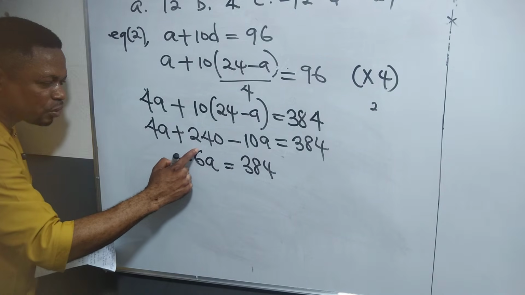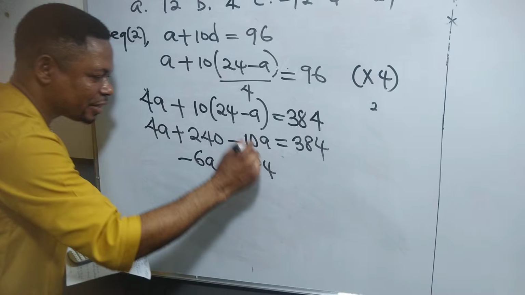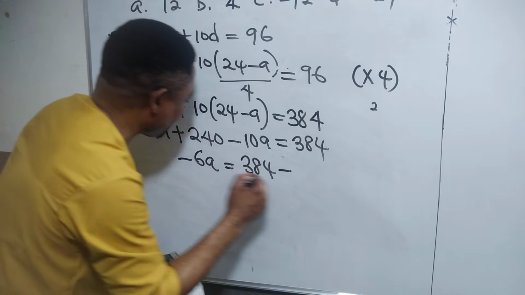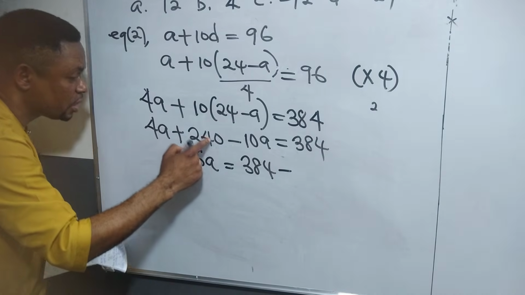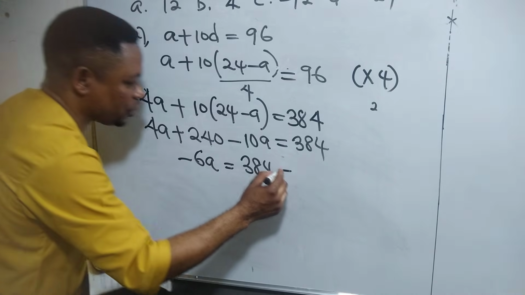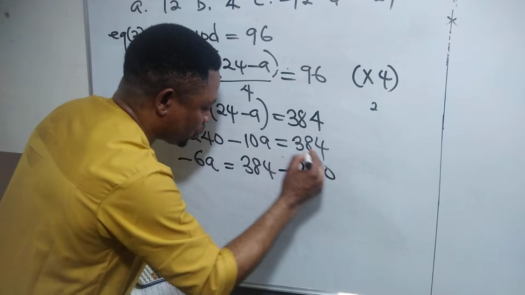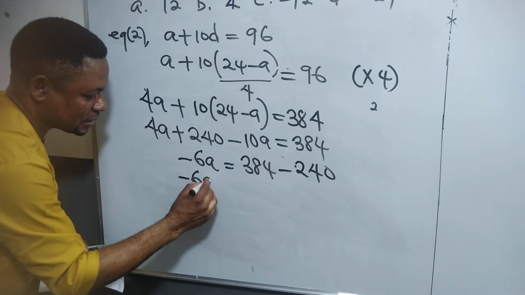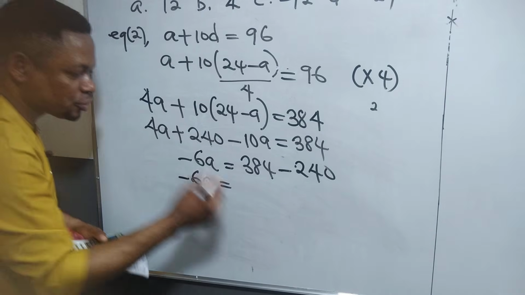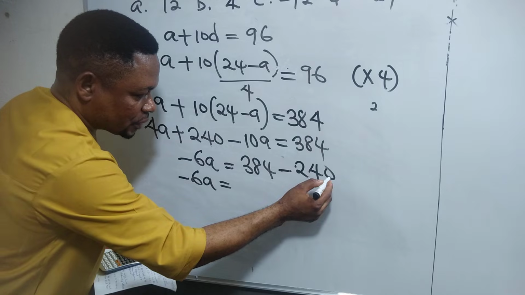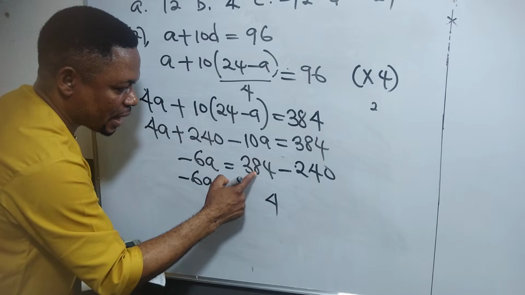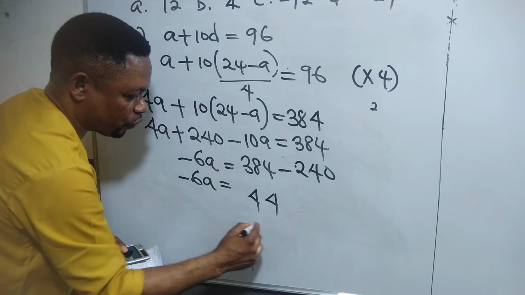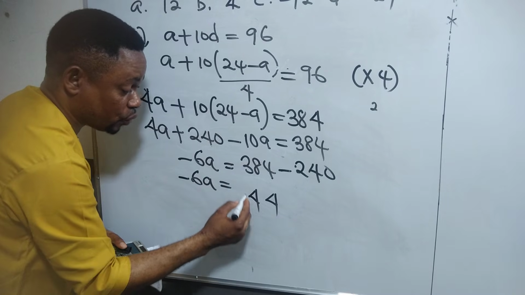You should know that plus 240 to the left, moving to the right, we change the sign. Plus 240 on the left, moved to the right, will give us minus 240. Can I say minus 6A should now be equal to, let's subtract. 4 minus this will give us 4. Then 8 minus 4 will give us 4. Then 3 minus 2 will give us what?